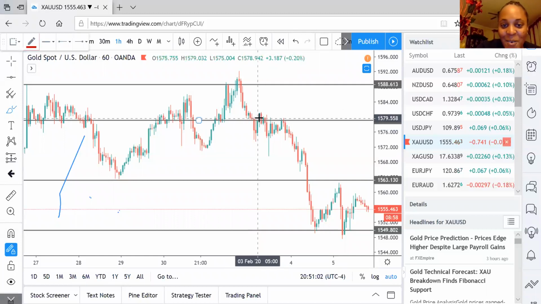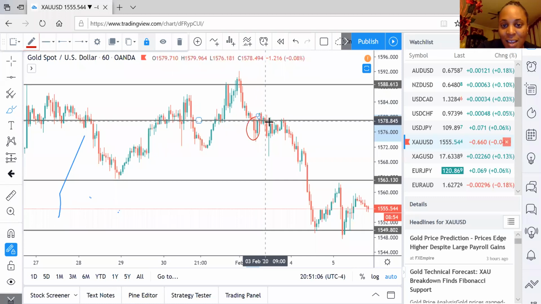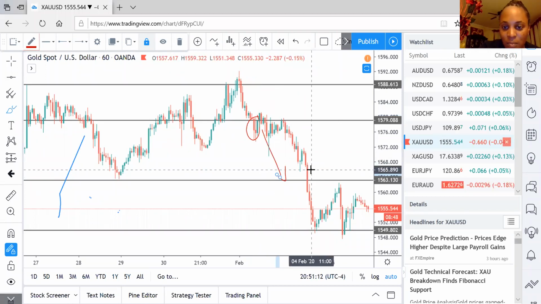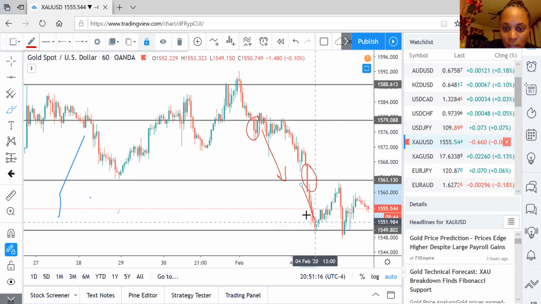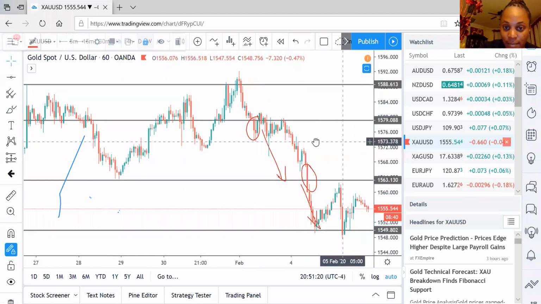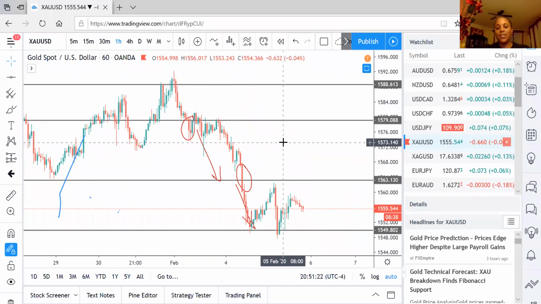So breakout candle, and the market did that. Net zone. Breakout candle, and the market did that. Net zone. Yeah. It's just showing you guys how sometimes simplicity can work.